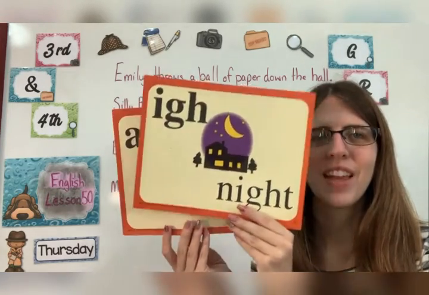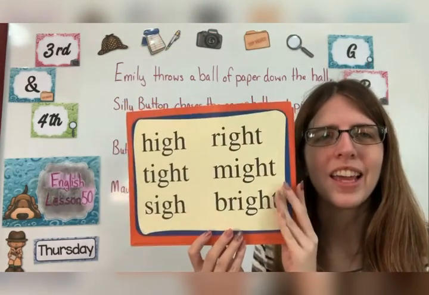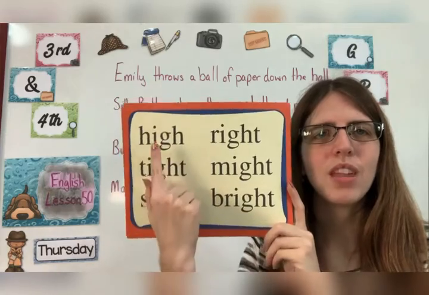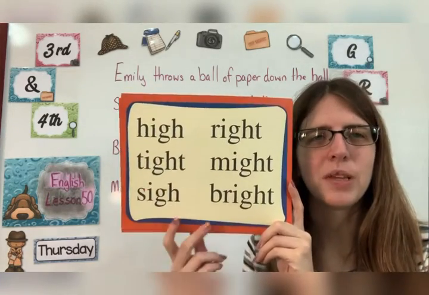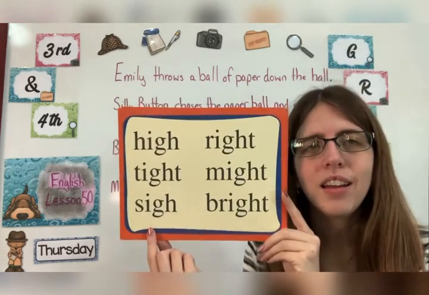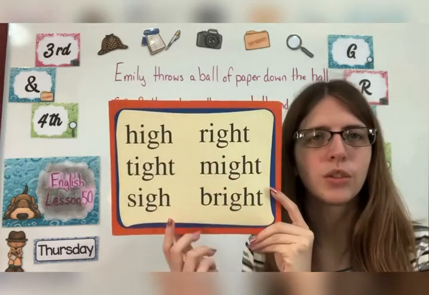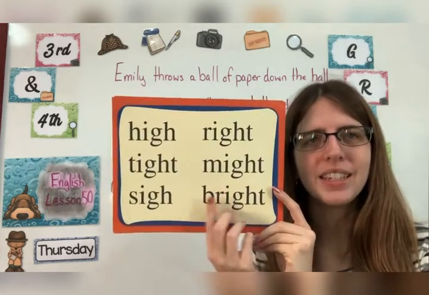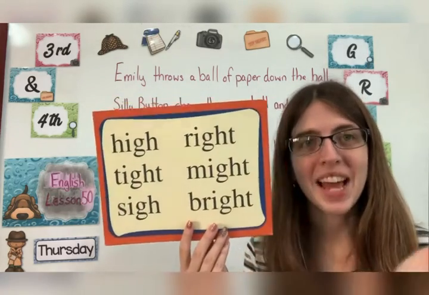All right, these are the kinds of words that use I in night. High, alto. Tight, so bien apretado. Sigh, that's a sigh. Right, correcto. Might, tal vez. Bright, brillante.